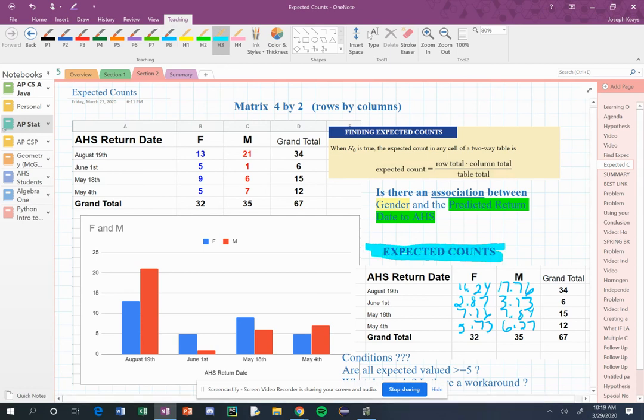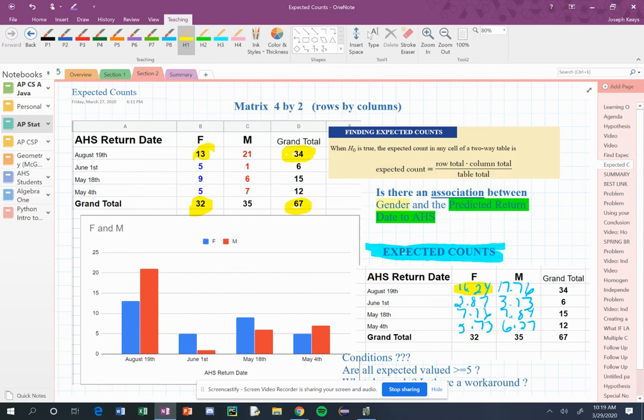And notice, we could have done this by hand. For this position right here, we could have taken 34 times 32 divided by 67. I want to do it on my calculator right now. I'm going to go 34 times 32 divided by 67, and I'm getting 16.238. So 16.238 is now rounded to 16.24. So please get some practice when you're calculating the expected counts with your calculator. It's kind of an interesting question.